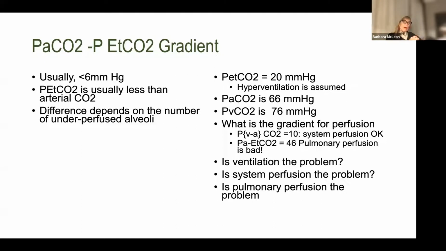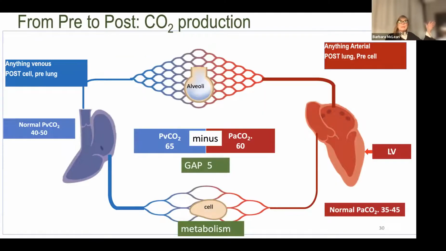Pulmonary perfusion, the problem that gets everybody, is I'm producing CO2, but I'm not clearing it. So venous CO2 is up, arterial CO2 is up, end tidal CO2 is down. When end tidal CO2 is down and arterial and venous CO2 are up, this is a pulmonary perfusion problem. Pretty straightforward. So now let's apply this to our patient that we looked at before.